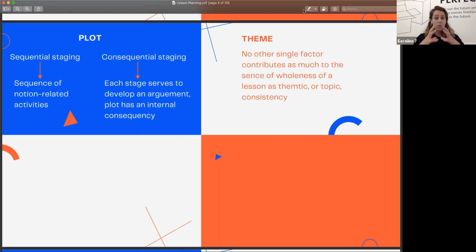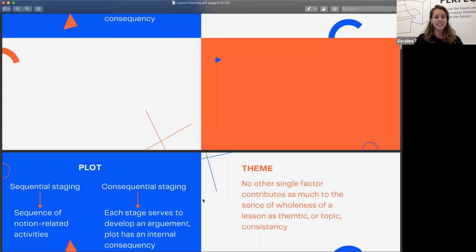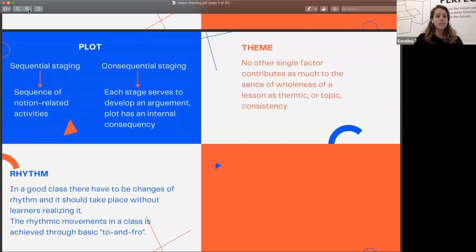That is why one theme of the class, one topic of the class, helps to make it easier for students to perceive this information and preserve the sense of wholeness of a class. Okay, I won't delve into a lot of details over here. So let's move on to the next thing that I would like to talk about, which is the rhythm.